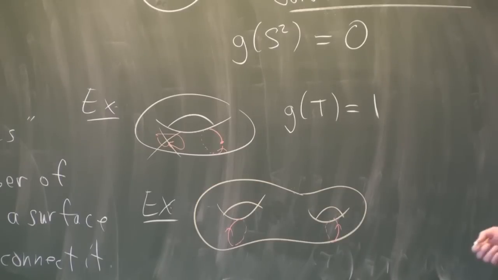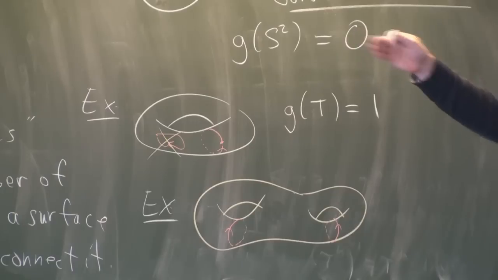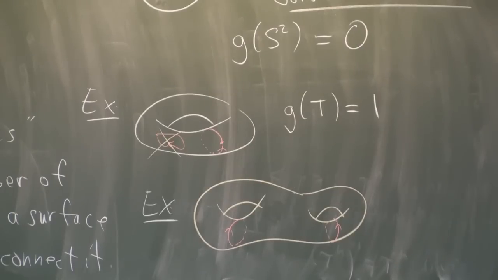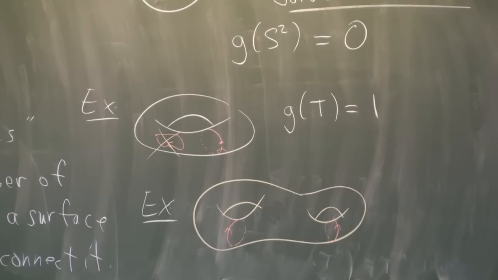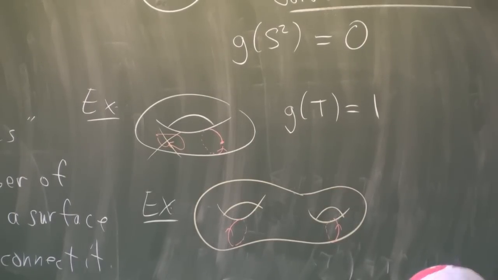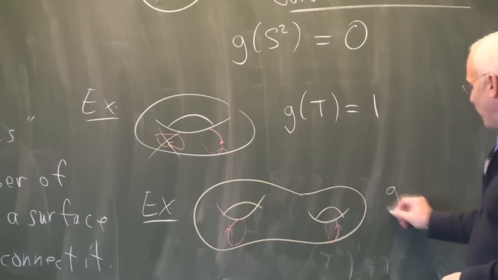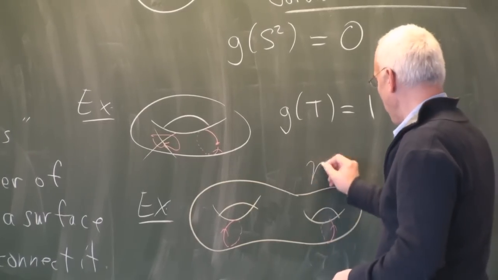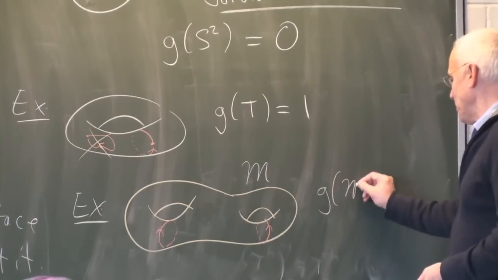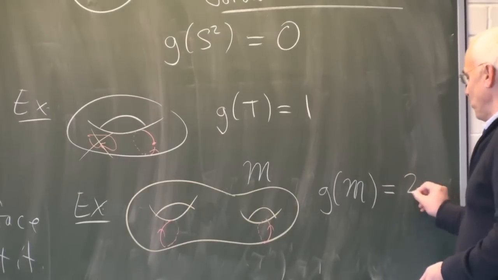Do we call an n-hole torus T to the power n? No, I don't think there's a... no, we prefer powers to represent actual products in the sense of topology. So I'll usually say 3-hole torus or 2-hole torus and not have a separate name for it. So here, the genus of this thing, let's call it M, G of M would be 2.